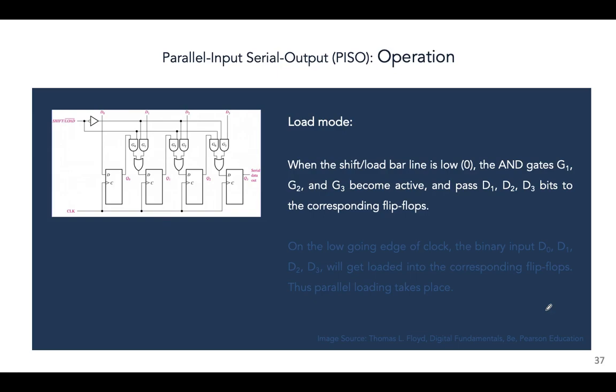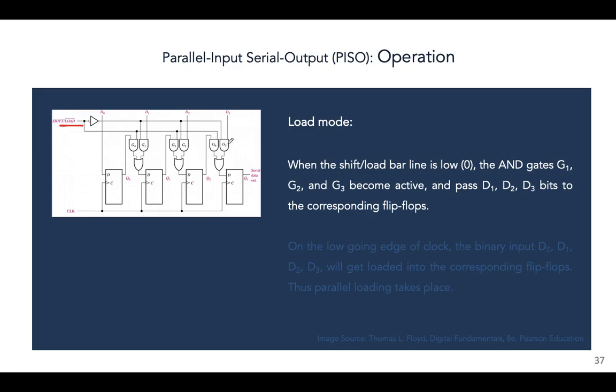The first thing to notice about a PISO register is that it operates in 2 modes. We have a load mode and we have a store mode. So let's first begin with the load mode. What happens in a load mode? When the shift and load bar line is low, when this is 0, AND gates G1, G2 and G3 become active.